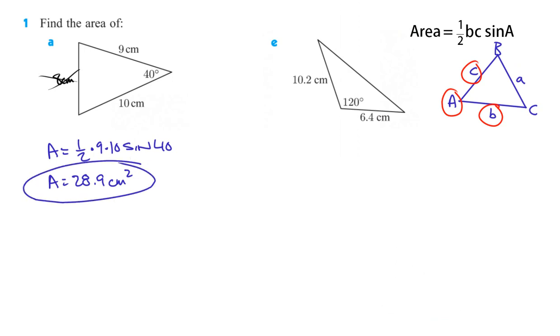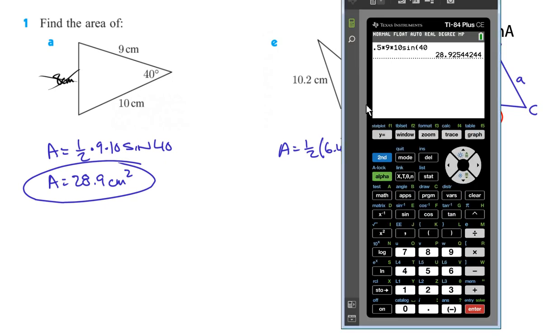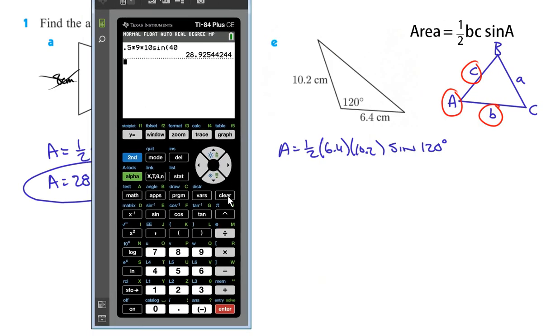Okay, for E, do the same thing. Area equals 1/2 of the two sides. Let's do 6.4 times 10.2. You can put it in parentheses like this if you want, or multiply like that, doesn't matter. And then we're going to do sine of 120 degrees. So put that into our calculator.